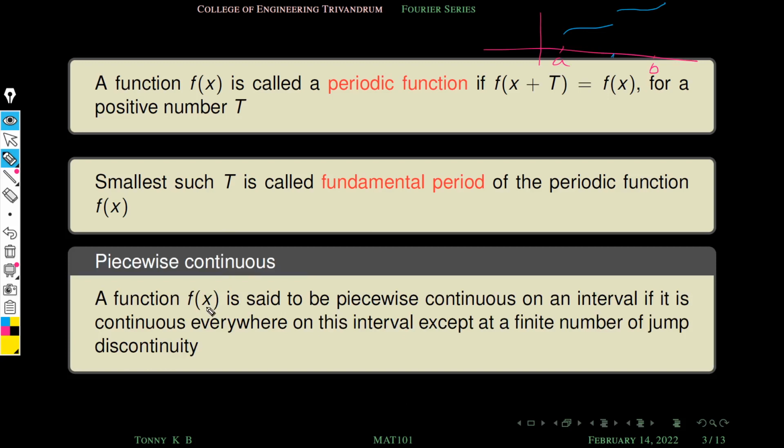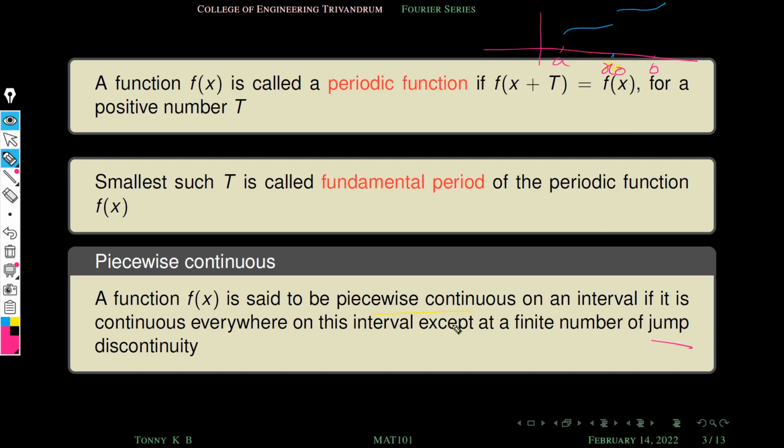Next definition is piecewise continuous. A function f of x is said to be piecewise continuous on an interval if it is continuous everywhere on this interval except at a finite number of jump discontinuities. For example, consider this function in the interval a b. Suppose this point is x naught. Then it is clear that in the interval a to x naught it is continuous, and in the other interval, x naught to b, this function is continuous. So at x naught this function has a discontinuity, and this is a jump discontinuity.